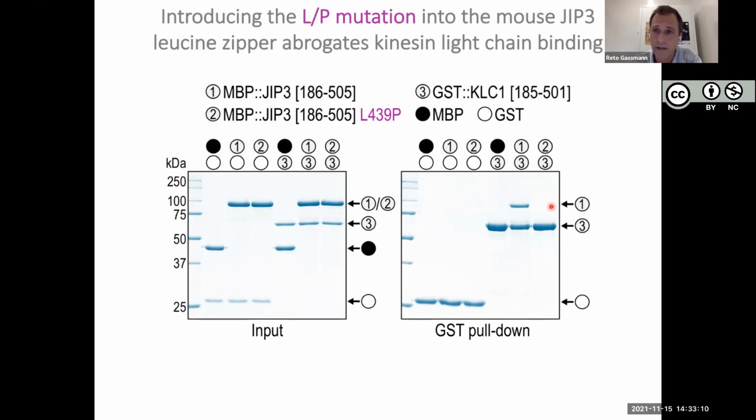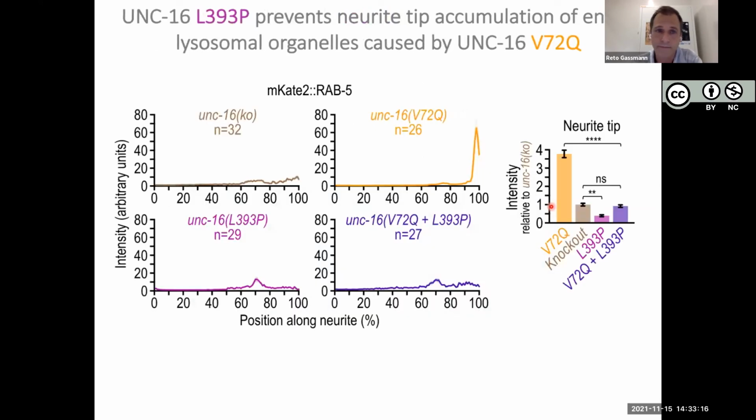And so we went back to C. elegans with this information and introduced this mutation into our worms. And we then combined the point mutation in the RH1 domain that displaces dynein light intermediate chain and the mutation in the kinesin light chain binding site. And when we do this, as you can see here, we no longer observe this accumulation at the neurite tip in the double mutant. And if we look at the signal at the neurite tip, it is now clear that the double mutant is similar to the knockout and is distinct from both of the single mutants.